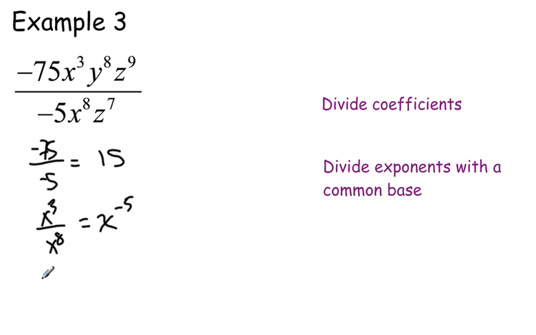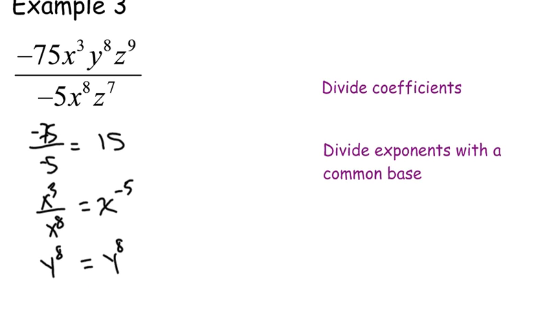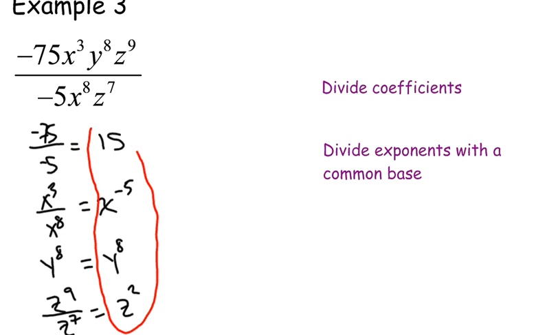Then we got y to the 8th. There isn't anything there to divide it with. There isn't a common base to divide it with. So we could just say y to the 8th is just y to the 8th. And finally, we got z to the 9th over z to the 7th, and that's equal to z squared. So let's put them all together. We get 15x to the negative 5, y to the 8th, and z to the 2nd power.